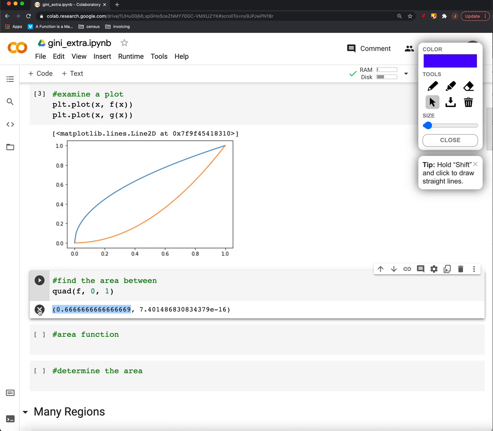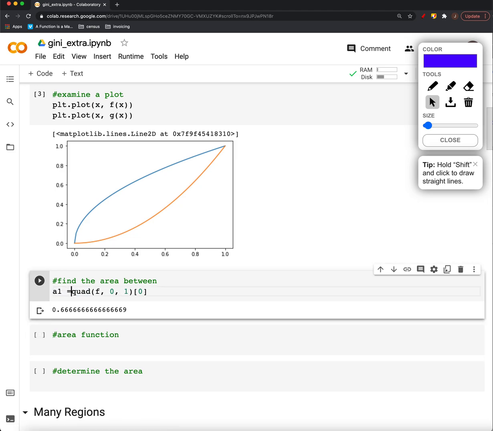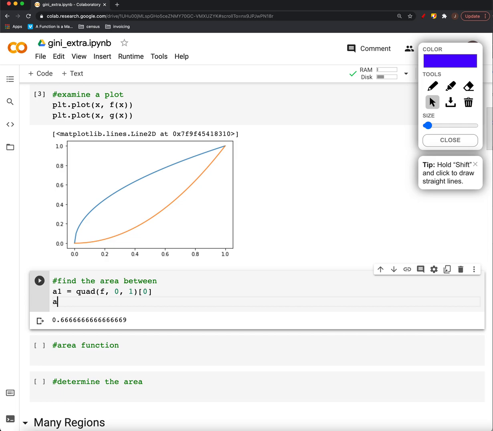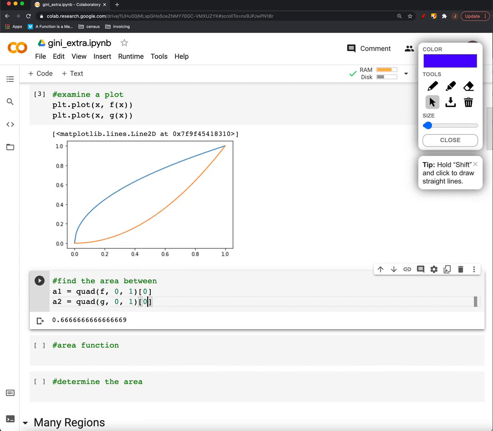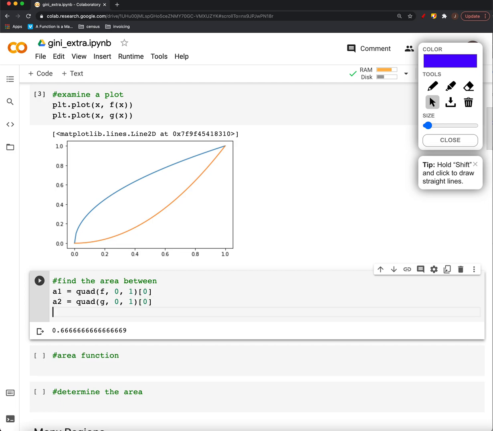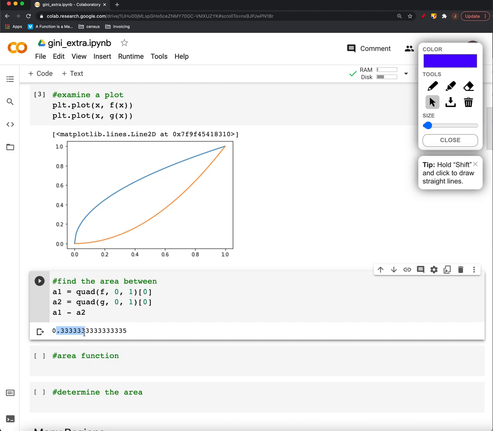Now this gives back two numbers, the first of which is the area, the second of which is an error expression. So we are only interested in the first. We get that with this bracket 0. So there's our area 1. Our second area will similarly be quad. Now we're interested in g from 0 to 1. And the total area between the curves is the area under the f minus the area under g. Right, so we get a third.